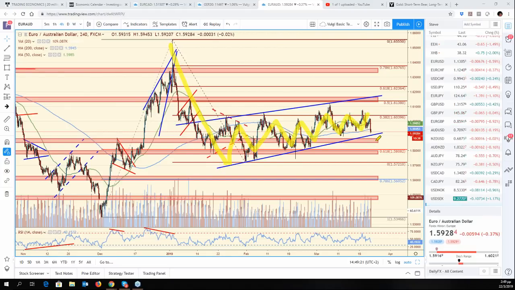So I have to say that if we do see a break below this trend line, I think it's going to be a very nice signal that we might have at least one more move to the downside, perhaps towards 156. I like this confluence of supports.